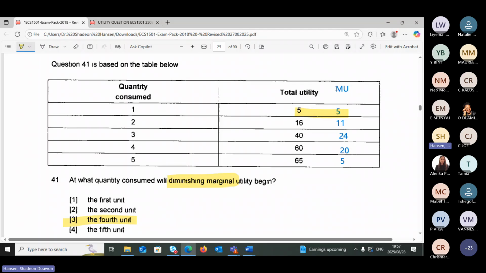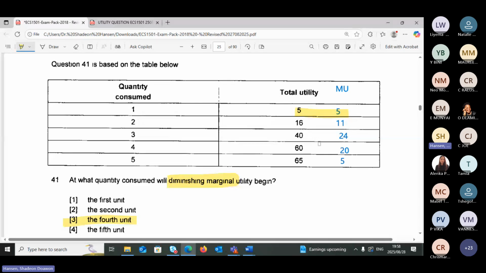And then marginal utility can be calculated as the difference in total utility when you increase your consumption. So how did we get to this 11 over here? It is just 16 minus 5. That is 11. That is the change in total utility when consumption increases by our additional unit.